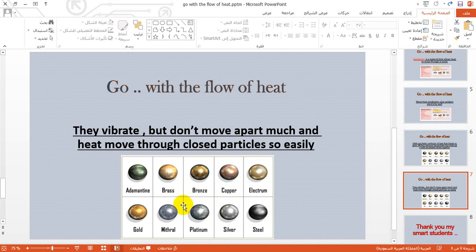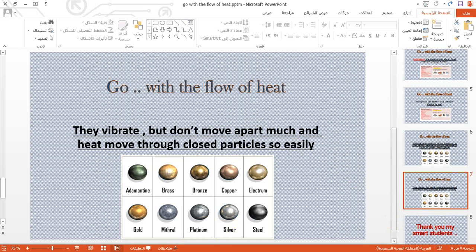So the particles of the solid vibrate but don't move apart much, and heat moves through closed particles so easily. That's what I explained exactly. The heat moves through closed particles so easily.